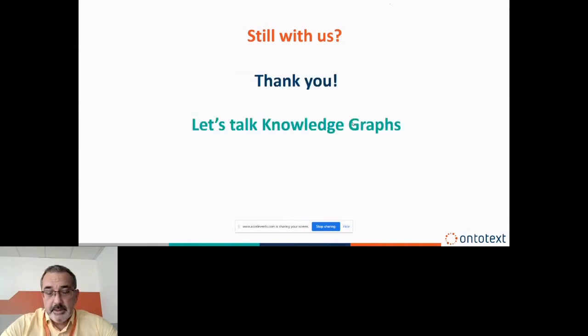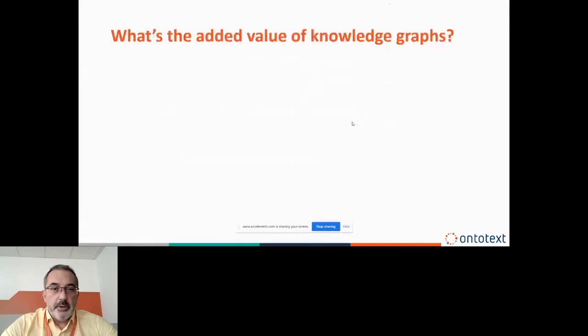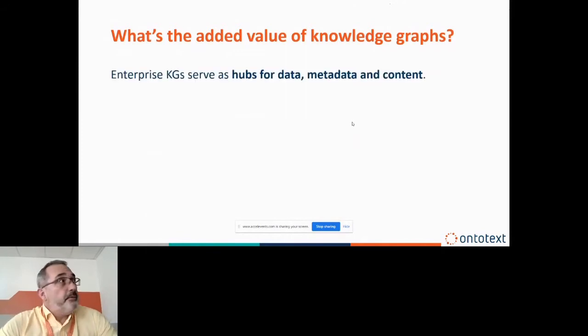And yeah, let's talk about these applications that really make a difference for knowledge graphs, and what it takes to deliver them. So what's the added value? Why are we all here? Why did you dare to attend a conference called Knowledge Graph Forum? At the center of our understanding is that the most important thing is that knowledge graphs serve as hubs for data, metadata, and content.